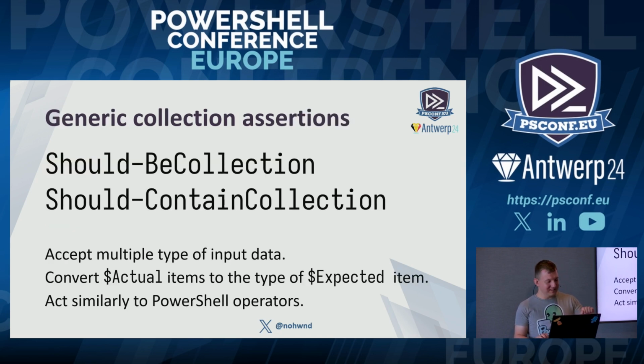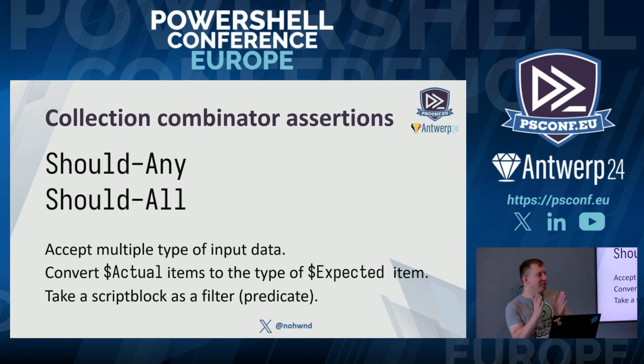Okay, so that was actually this slide. So we accept multiple types of input data. They act similarly to the generic value assertions. They convert the actual to the expected type, and they act similarly to PowerShell operators. And then we have a second category, which I call combinator, which is probably not the right technical term, but I like it because it kind of makes sense. You can take those assertions and combine them with your predicate. They take a script block, like a Where-Object, or you can also combine them with other should assertions. So you end up in a place where you'd say should any, should be, and so on. This way, it's making the value assertions more powerful because you can run them on a collection.